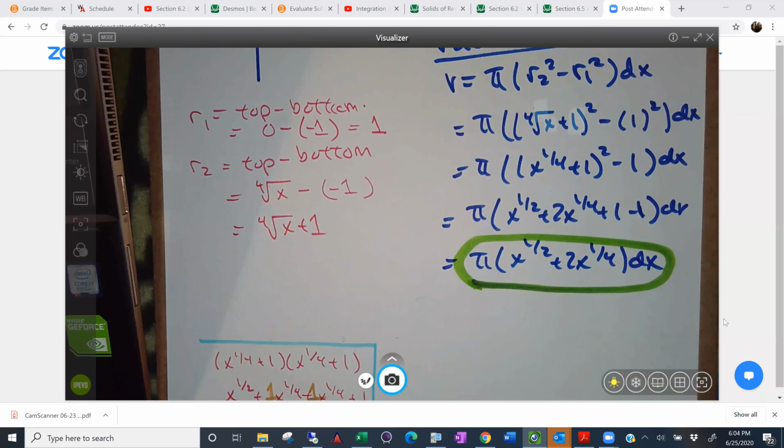The only way you could screw it up at this point, in terms of at least getting some partial credit, is if you give me a negative answer. There shouldn't be a negative answer for the volume problems. It should always, always, always be positive.